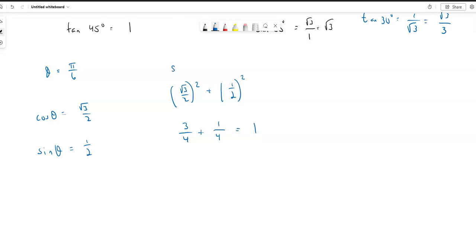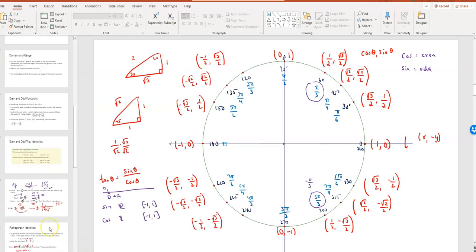So sure enough, this is, actually this is cosine. So this is cosine squared of theta. This is sine squared theta. Cosine squared plus sine squared equals 1. So we can actually put numbers in there, and it holds.